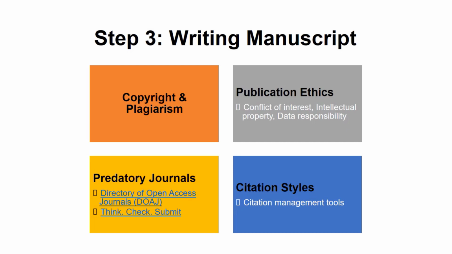Not all open access journals are legitimate. Some are considered deceptive or predatory. One way to check is to check the Directory of Open Access Journals to see if the journal is listed. Another way is through Think, Check, Submit, which I'll cover on the next slide. Journals have requirements for citation styles. The easiest way to format your manuscript with the right citation style is to use a citation management tool such as EndNote or Zotero. We have workshops on both.